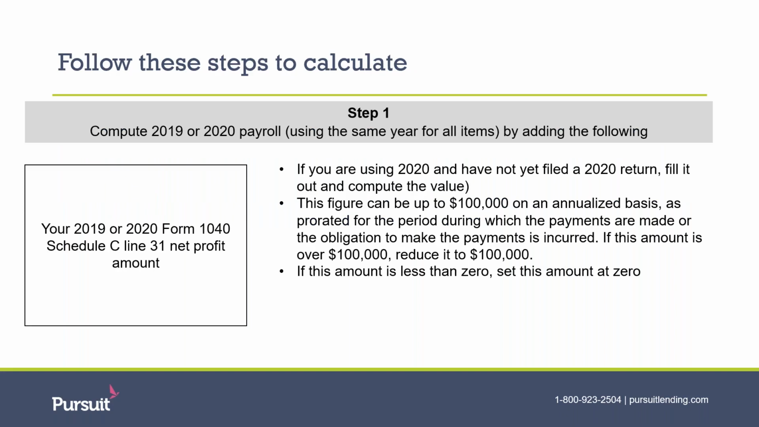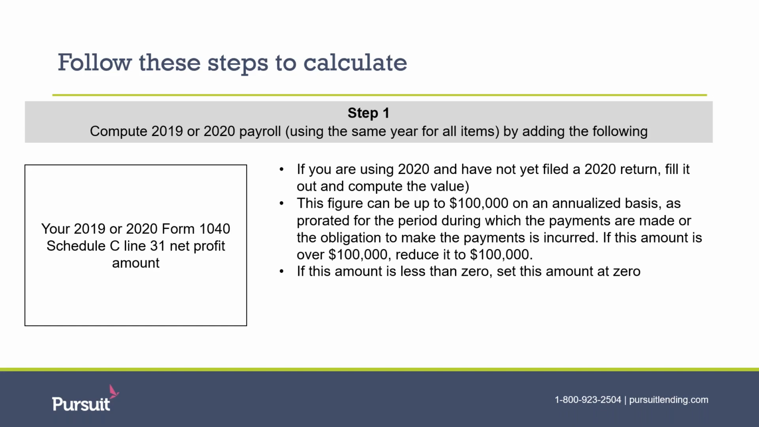Now that we've gathered the appropriate documents to apply for the loan, let's utilize these to calculate our maximum loan amount. The first step is to calculate either our 2019 or 2020 payroll for the year. Please be sure that you're using the same year for all documents gathered. You cannot mix and match between years. Again, if you are using 2020 but have not yet filed your 2020 return, you can fill it out in draft form and provide it to us.